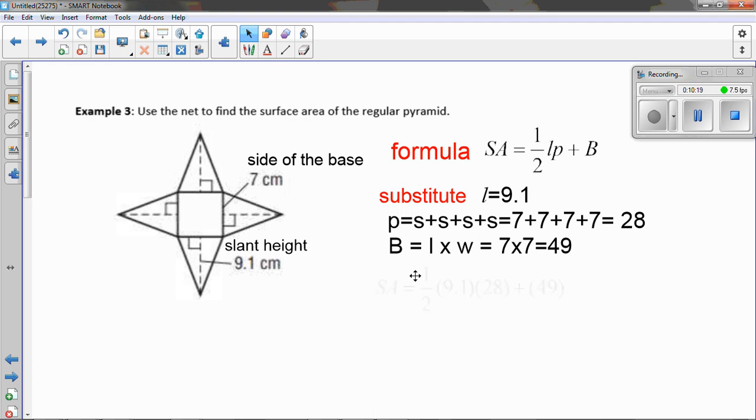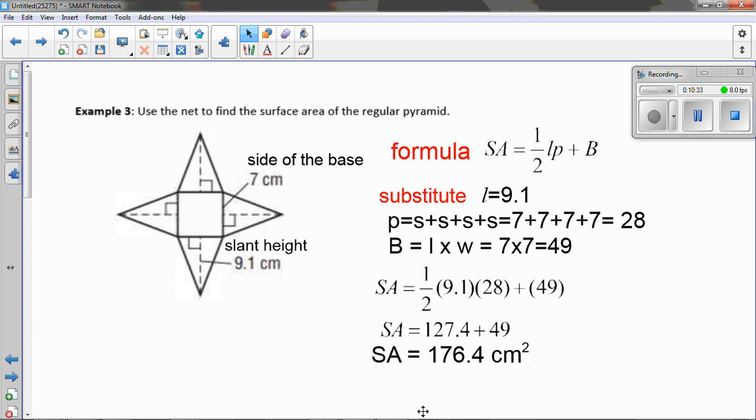So now we just go ahead and plug and chug. Plugged it in, I multiplied 1/2 times 9.1 times 28. I get 127.4. Then add that with the 49. I get 176.4 centimeters squared.